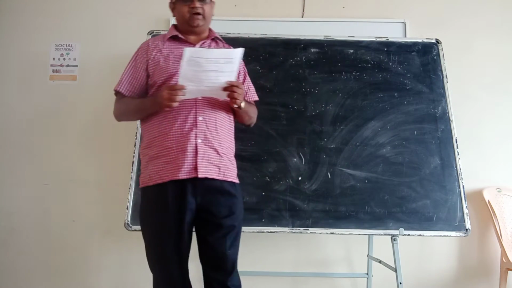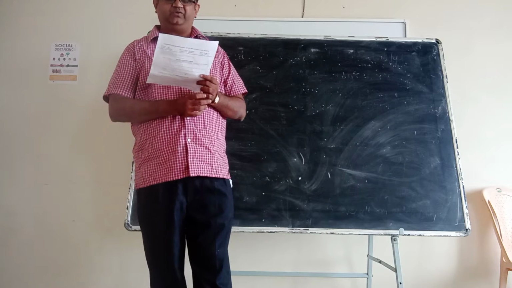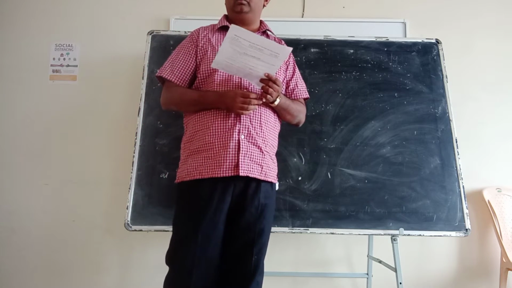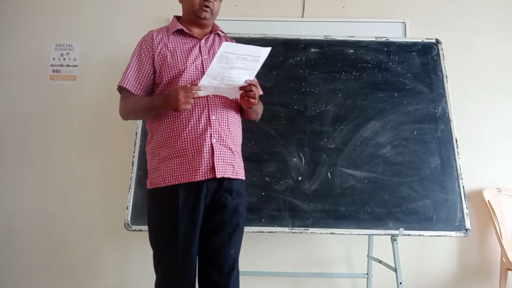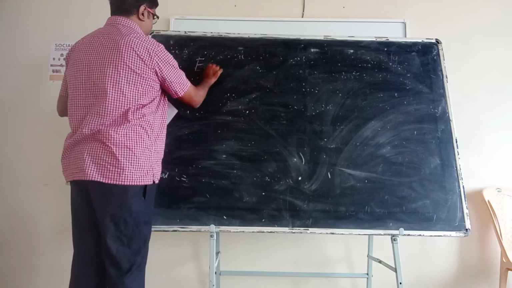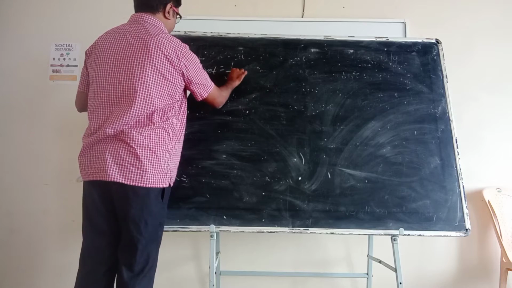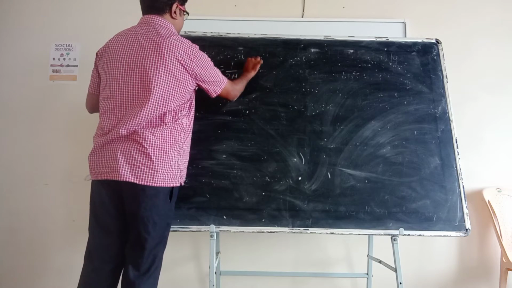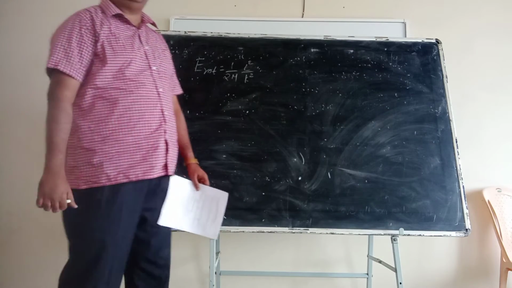Derive an expression of kinetic energy of a rotating body with uniform angular velocity. Obviously that means omega. Show that E rotational is equal to L square by 2mk square. So he is asking us to prove E rotational is equal to 1 by 2m L square by k square. K is the radius of gyration.